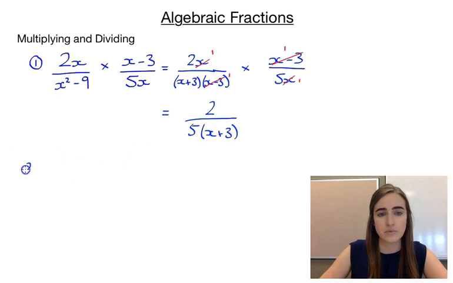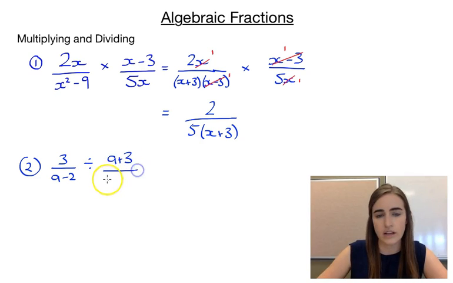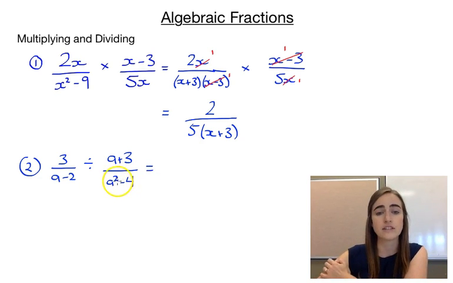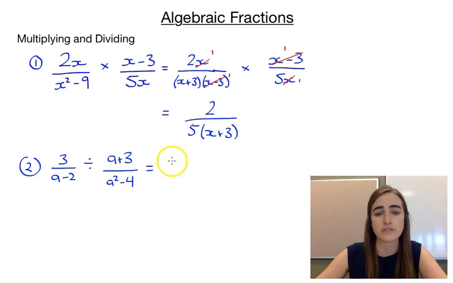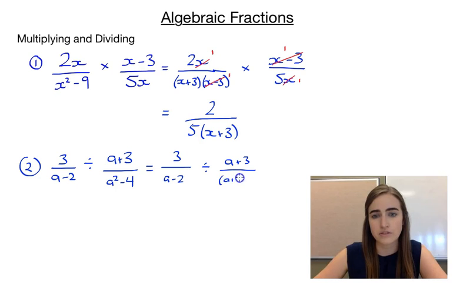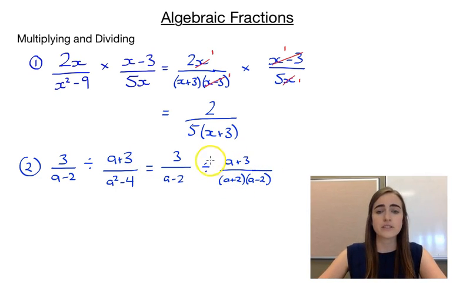All right, our second example, we've got 3 over a minus 2 divided by a plus 3 over a squared minus 4. Okay, so again, we want to factorize if we can. So that a squared minus 4, that's the difference of two squares. So we'll go 3 over a minus 2 divided by a plus 3 over a plus 2, a minus 2.